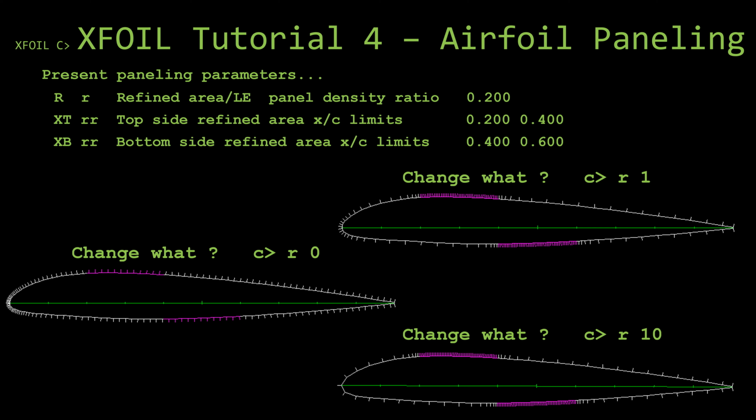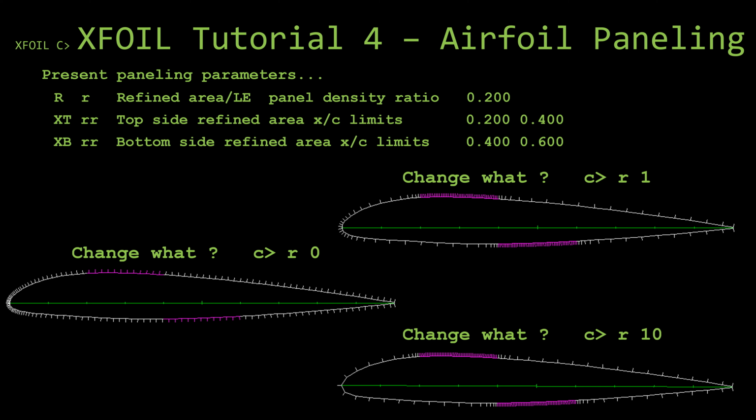Now, if we try to choose a value going the other way, not quite the opposite of a 0 ratio, but something kind of headed in the opposite direction. If we chose a ratio of 10, you'll see that that is essentially saying that I want the refined area to get 10 times as many extra panels as the leading edge does.